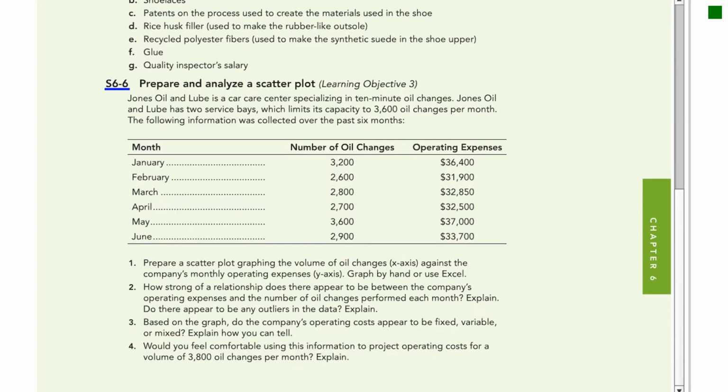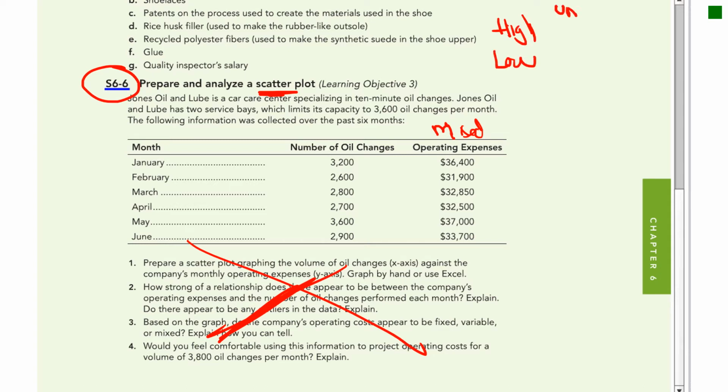Okay, so on this illustration, it's exercise S6-6, and I'm not actually going to use this for the scatter plot. This is going to be used in the next exercise for the high-low method, so I'm going to show you how to do the high-low method. I'm not going to have you graph, but this is the data we're going to use. Assuming our operating expenses are mixed, the way I would set this up is I have a high and a low column, and I always have units as one column and the total dollars as another.